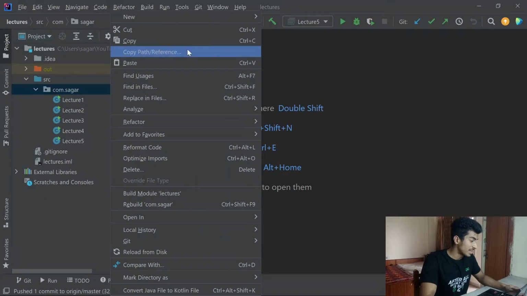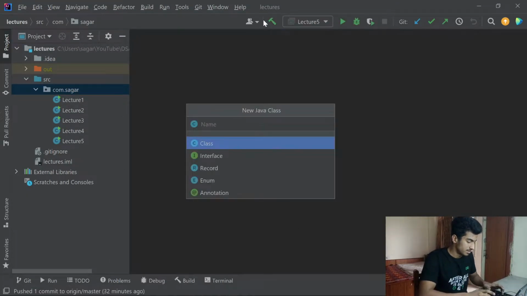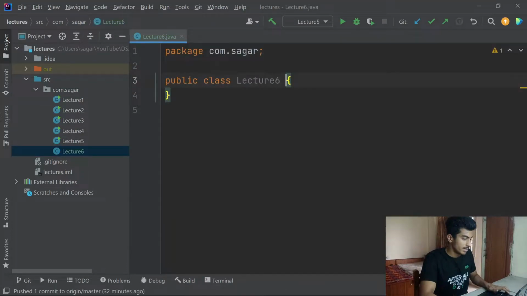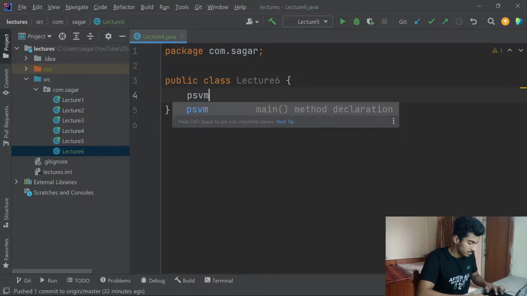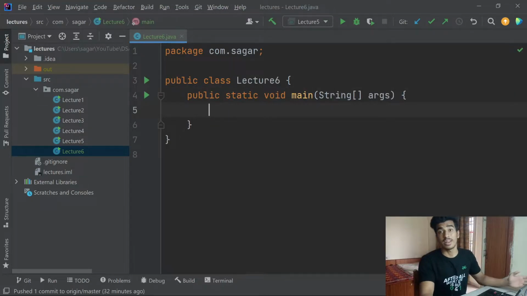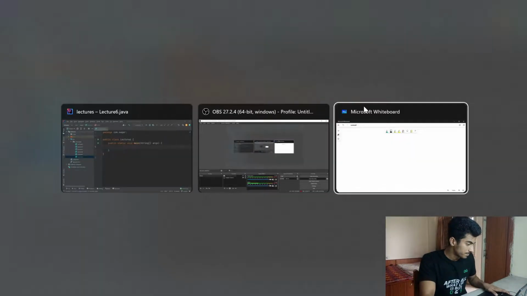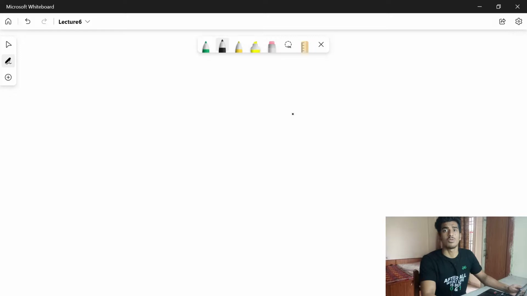First, I will create my lecture 6 class and generate the main method. So we had an overview of how numbers are stored in the form of bits. Let's get deeper into it. First of all, let me tell you how we can convert a binary number to decimal and decimal to binary.